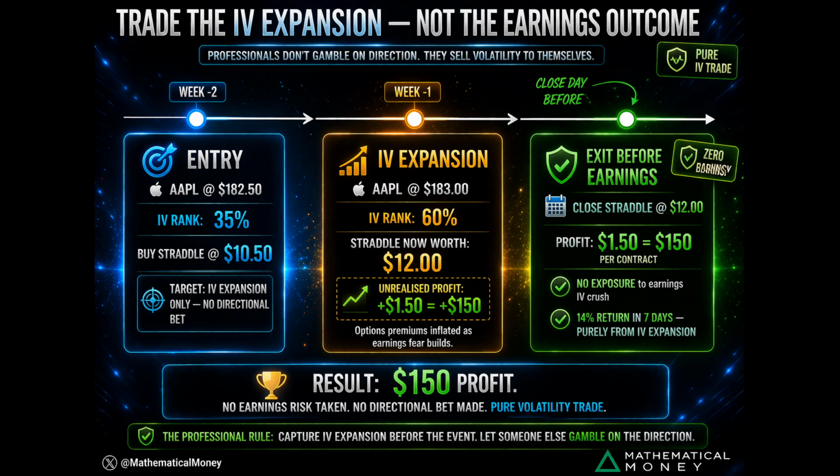Apple earnings are in 2 weeks. IV rank is 35 now and will likely reach 60 or 70 by the announcement. You buy the straddle at $10.50 when IV rank is 35. 1 week later, 1 week before earnings, IV rank has moved to 60. The same straddle is now worth $12 because IV expansion has inflated both option premiums. You close the straddle the day before earnings for $12. Profit, $150 per contract, without taking any earnings risk at all.